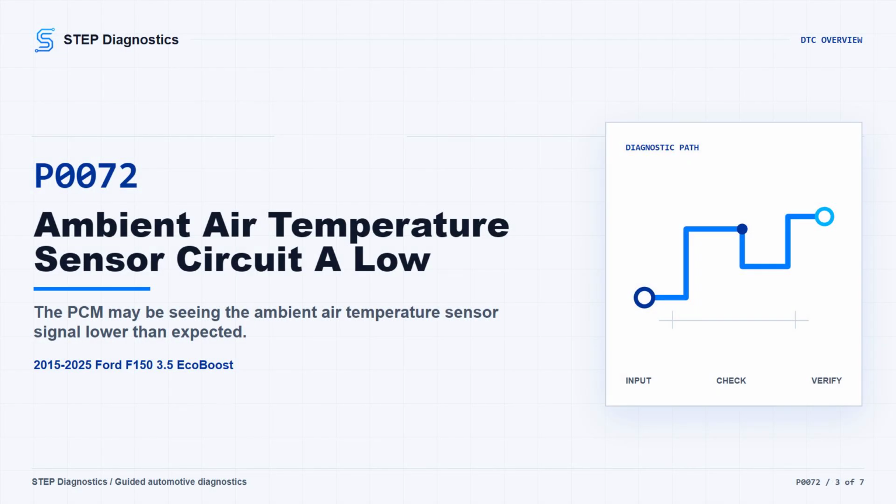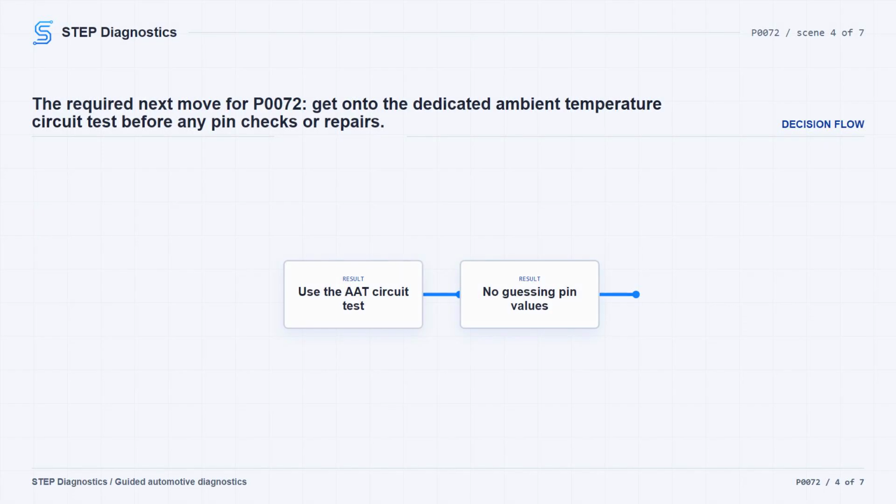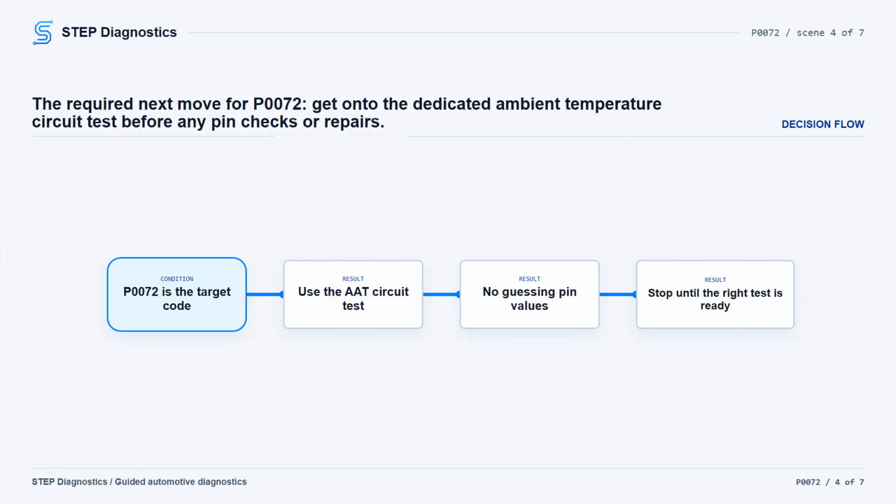Broadly, the possible fault areas can include the ambient air temperature sensor circuit, connector condition, wiring integrity, or the PCM input side of the circuit. For this target code, the diagnostic path does not provide a component-level test to walk through here. The next required action is the dedicated ambient air temperature circuit diagnosis.